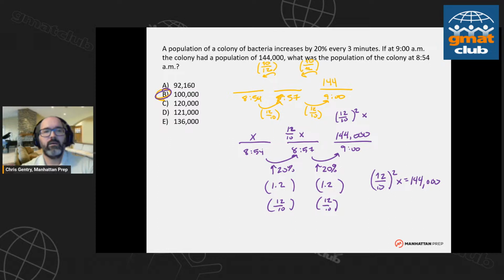Now, as for why 92,160, anybody notice that choice A kind of stands out here as being very, very different? This is your trap right here. This is what you get if you try to counteract by doing an 80% decrease, or sorry, an 80% of 144,000. If you try and do 20% decrease. Once you change your base number, once you change whether you're moving forwards in progression or moving backwards in the progression, your percentage cannot stay the same. We've got to map it out this way.